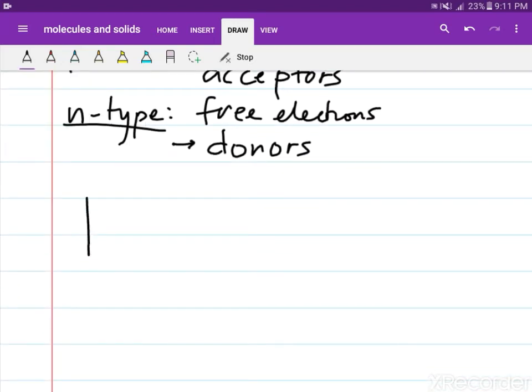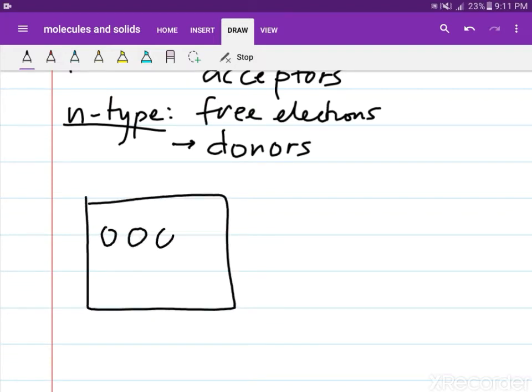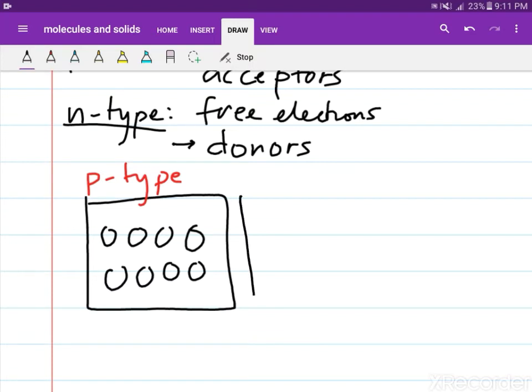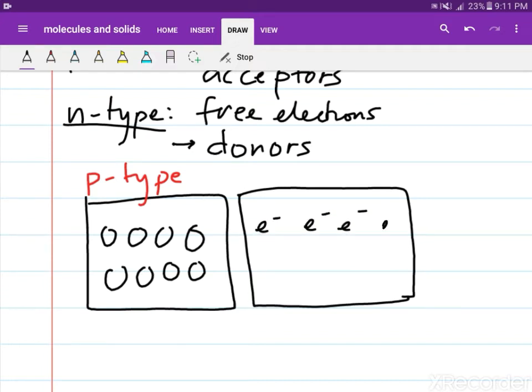So now we try to experiment what will happen if we bring close together a p-type semiconductor. So this is a p-type with its holes, and a n-type semiconductor. So here we have electrons.